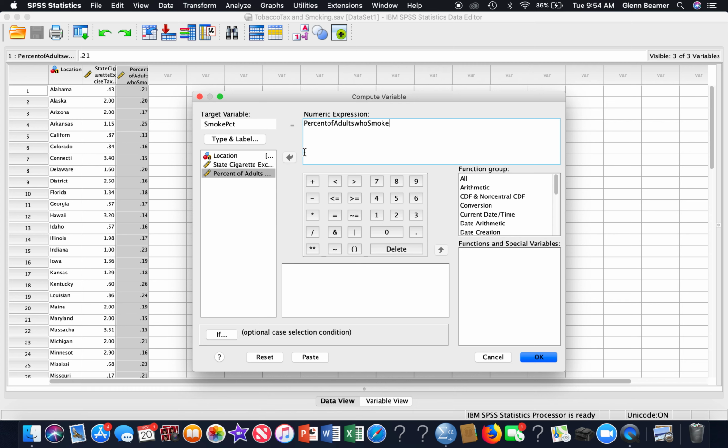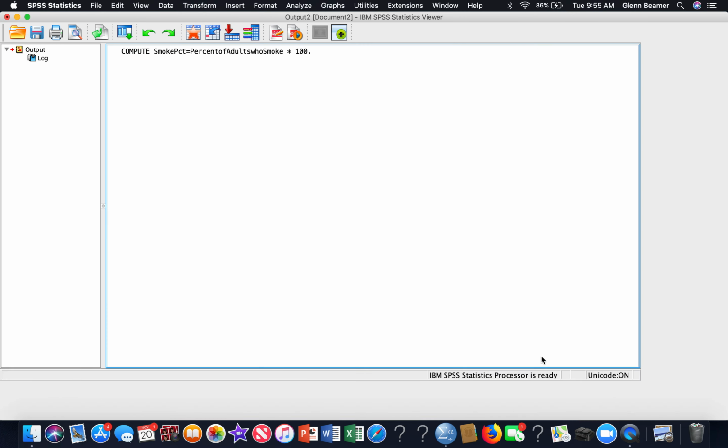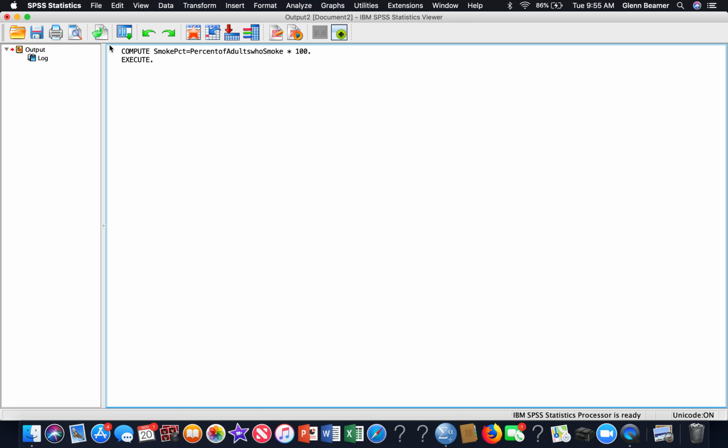I did that rather quickly for you. What I did was I clicked percent of adults who smoke, and that moved it into my numeric expression. The times sign is down here on your keypad. It goes plus, minus, times, and then divide. And then I'll multiply it by 100. That should create a new variable, and we see that that's executed.